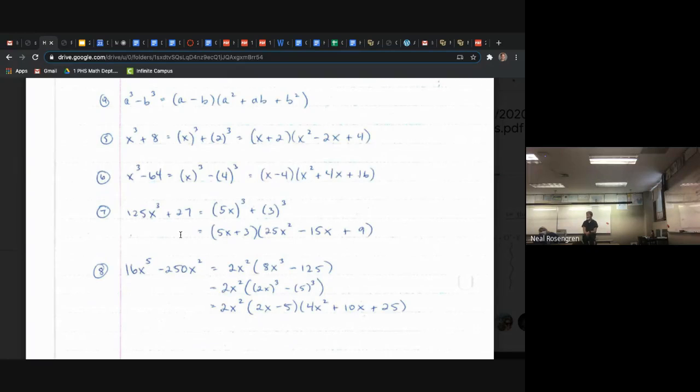Maybe it's a difference of perfect squares. Maybe it's sum and difference of perfect cubes. Maybe it's a quadratic trinomial that you didn't notice was quadratic because you had an x or an x squared or an x to the 10th in there or whatever. But the moment you pull out that GCF, it gives you more options in how to factor.